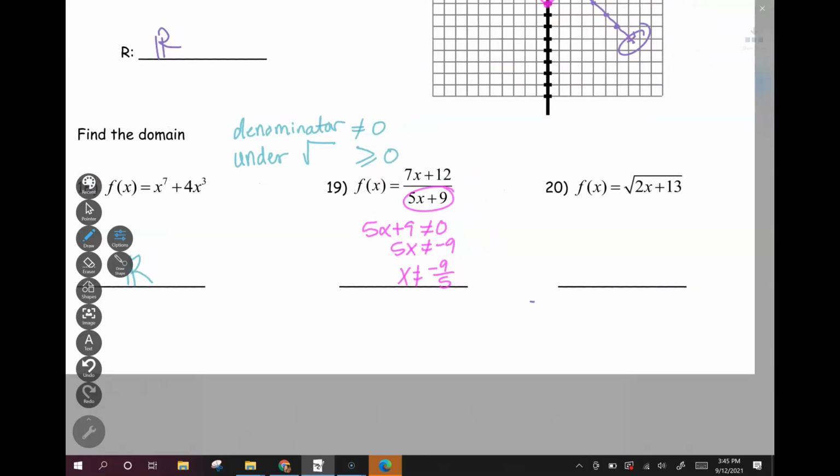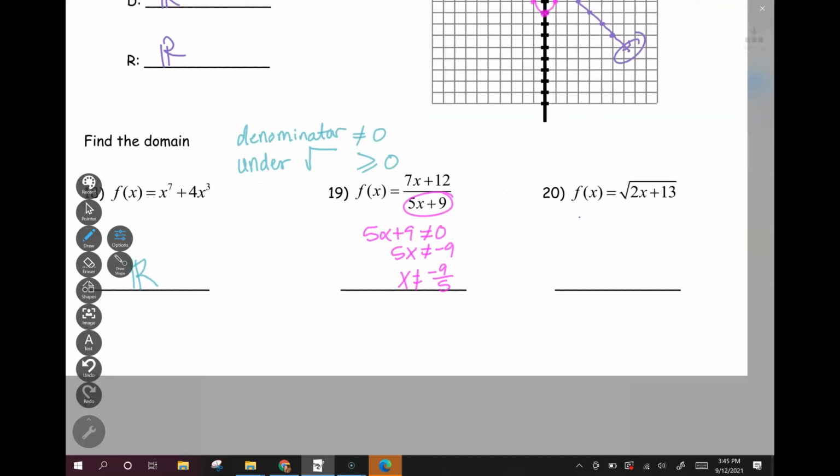Okay, number 20. This time I have the square root. So I'm going to say 2x plus 13 has to be greater than or equal to 0. Solve for x. Divide by 2. X has to be greater than or equal to -13/2, or you could say negative 6.5 if you wanted.